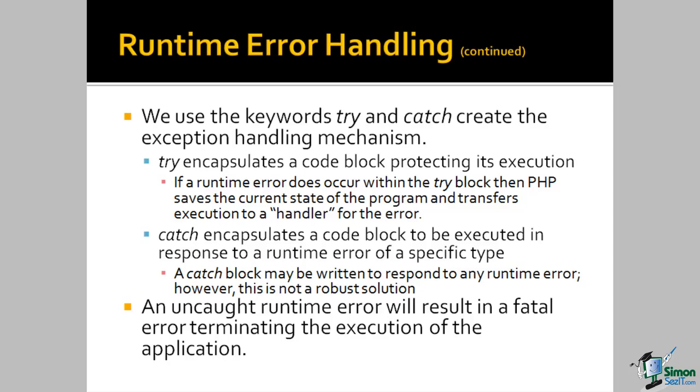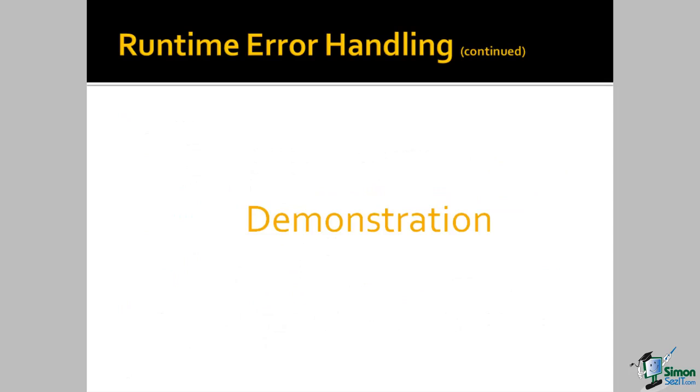A catch block can be written to respond to any type of runtime error, and the response can be any legitimate PHP code, so that we can be reactive to runtime errors in our code, protect the state of the application, and allow us to recover from these errors so as not to affect the user experience. In general, an uncaught exception, an uncaught runtime error, will result in a fatal error and the application will terminate. So let's go look at an example.